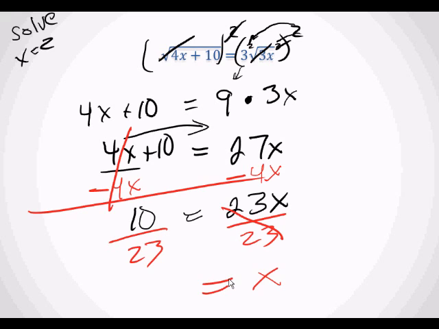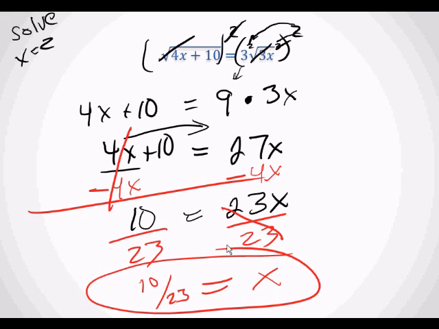It's 23 times x. I'm going to divide both sides by 23. 23 divided by 23 is 1, or 1x. 10 divided by 23 is a decimal, so I leave it as 10 over 23. And I have my answer.